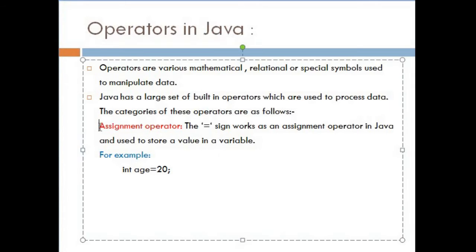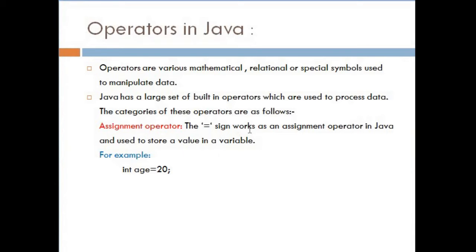The first operator is the assignment operator. We usually represent the assignment operator with the help of the equality symbol or the equality sign. So the equality sign works as an assignment operator in Java and is used to store a value in a variable.